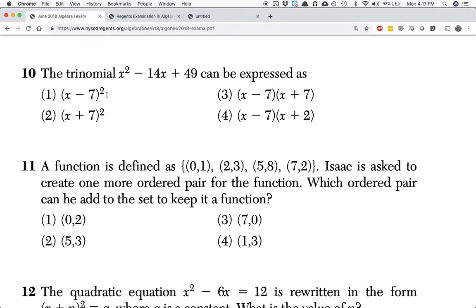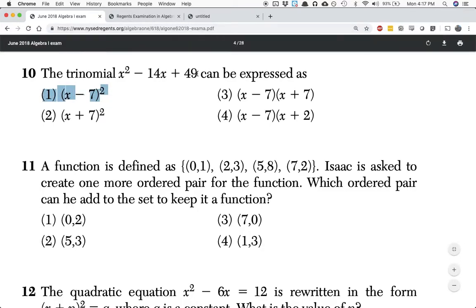So that's 4 different ways for us to check and see that the answer to this is answer choice 1. Whichever way you think is the easiest, that's the way you're going to choose to do it by yourself.